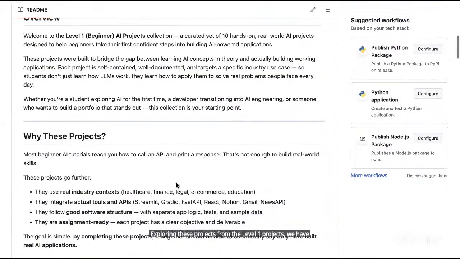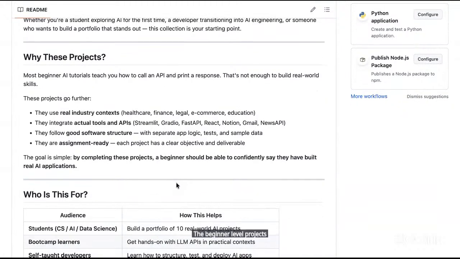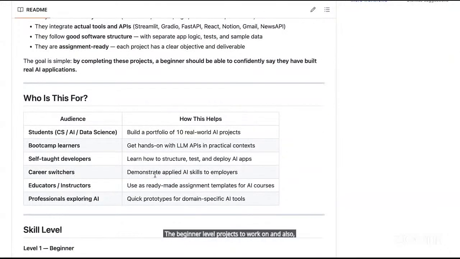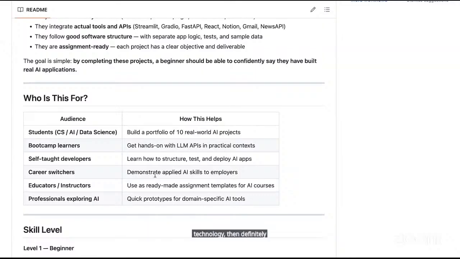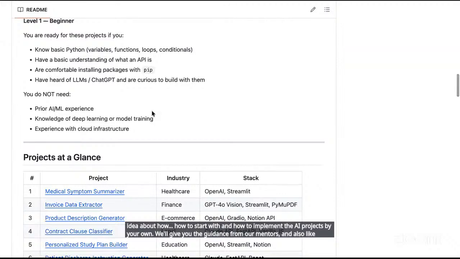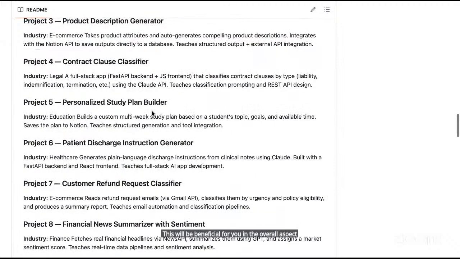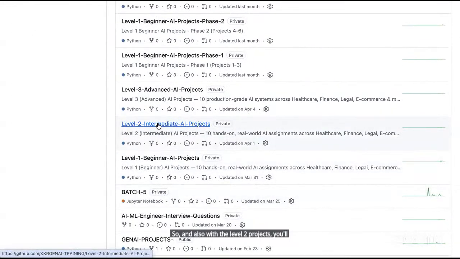We have 10 projects where you'll be starting with beginner level projects to work on, and this will be beneficial if you're coming from different backgrounds, non-IT or a different technology. Definitely these beginner level projects will help you get the idea about how to start and how to implement AI projects on your own. We'll give you guidance from our mentors, and this will be beneficial for you in the overall aspect. And with the level 2 projects, you'll be given all the intermediate level projects.